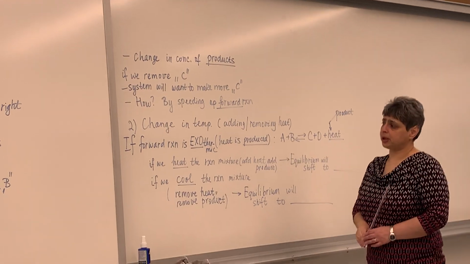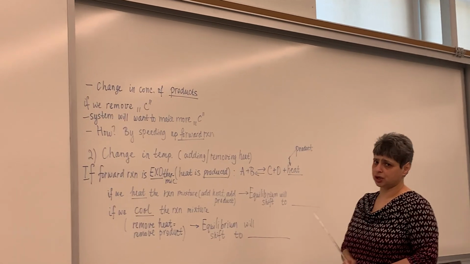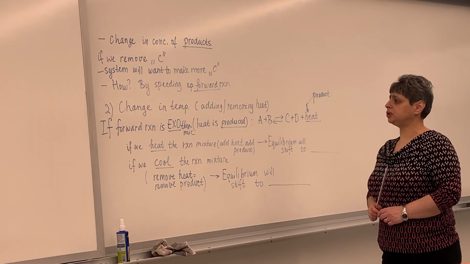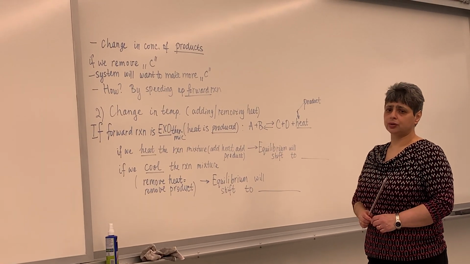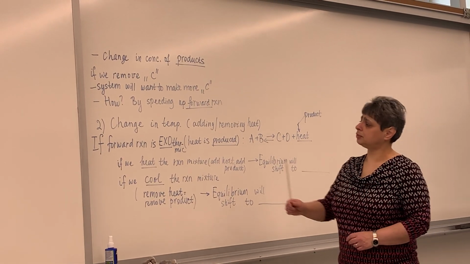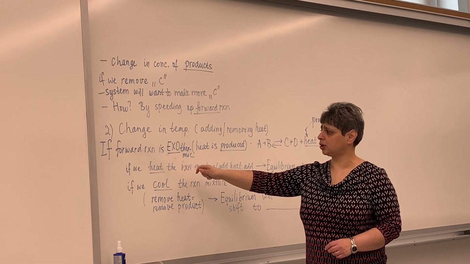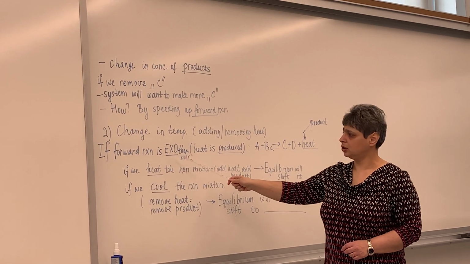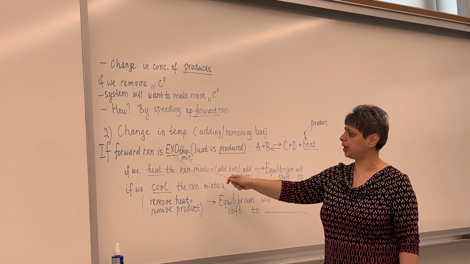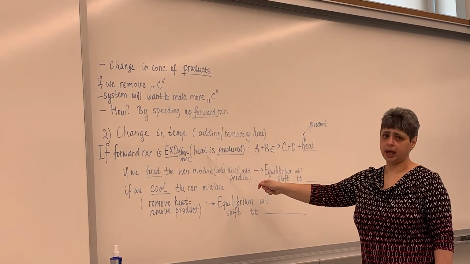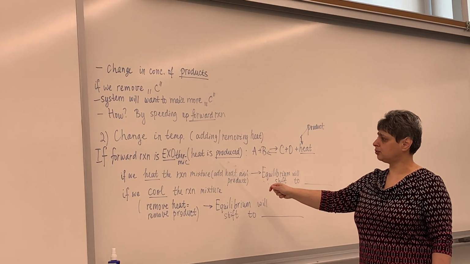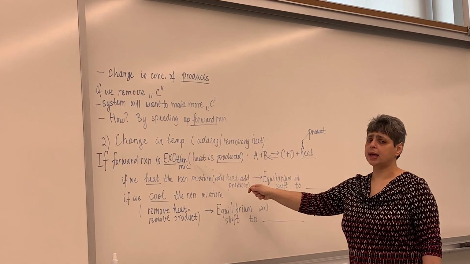Also, equilibrium can be shifted by changing the temperature of the reaction mixture. And here it's important to distinguish between exothermic and endothermic reactions. So let's first consider a situation where the forward reaction might be exothermic. You might recall from Chem 1 that exothermic reactions are those where heat or energy is produced. So in an exothermic reaction, we basically consider heat as a product.